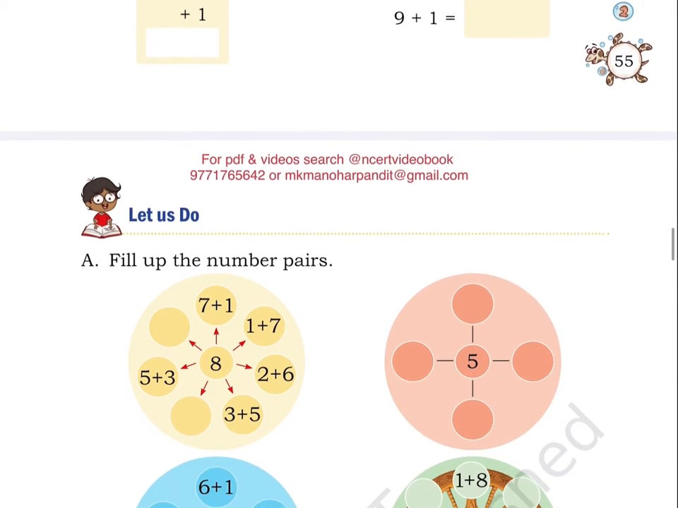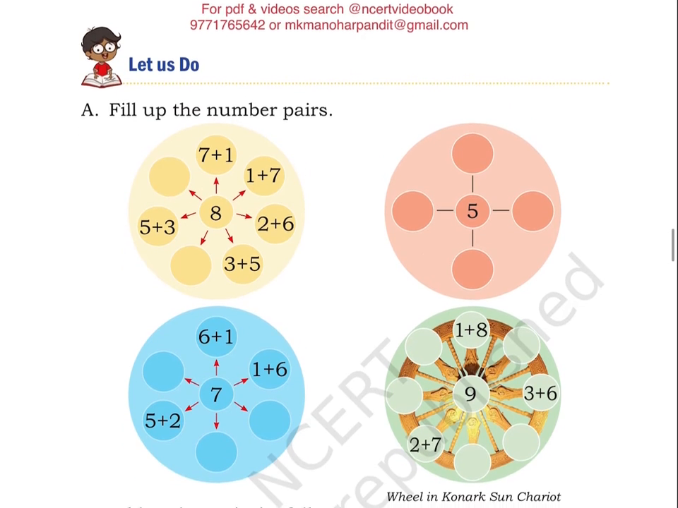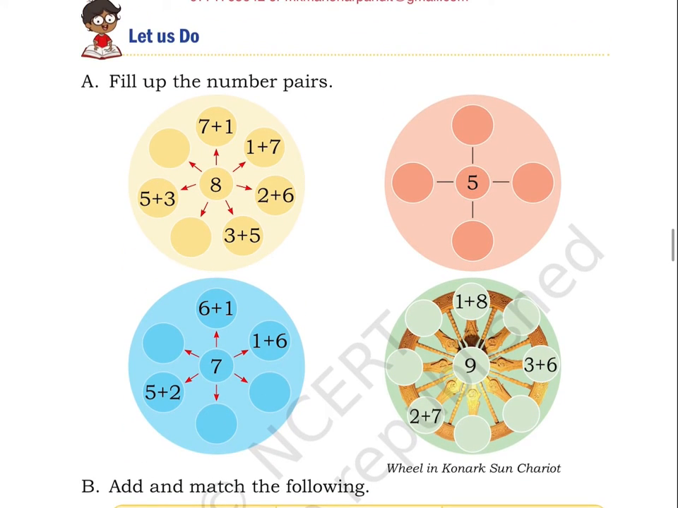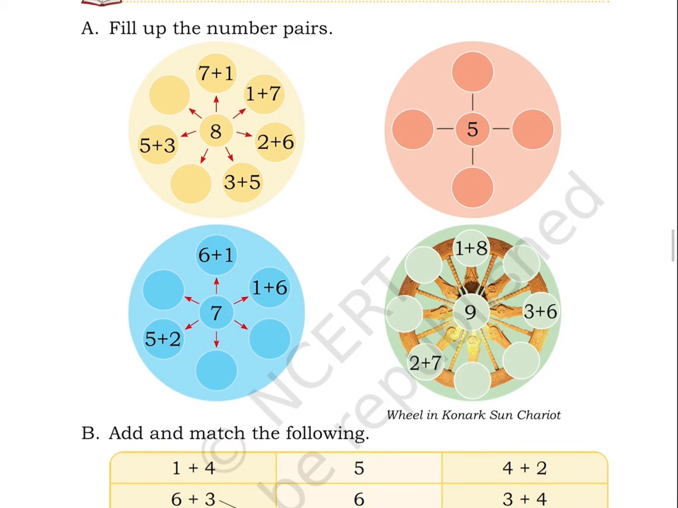Page number 56. Let us do. A. Fill the number pairs. Here, we have a circle. At the center of circle, number 8 is written inside a smaller circle. After that, pairs of writing number 8 with the help of addition have been given. There are 7 possible pairs. A few of them are 5 plus 3, 2 plus 6, 3 plus 5, 1 plus 7, 7 plus 1.